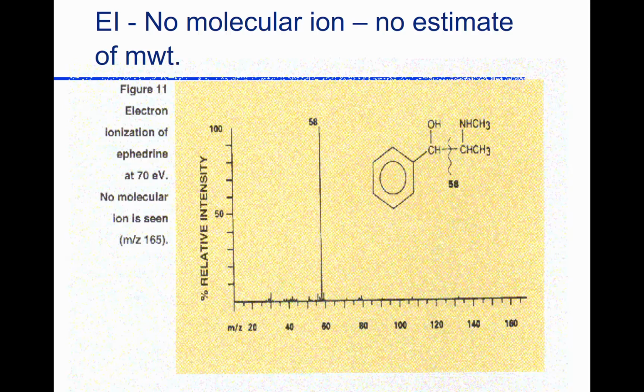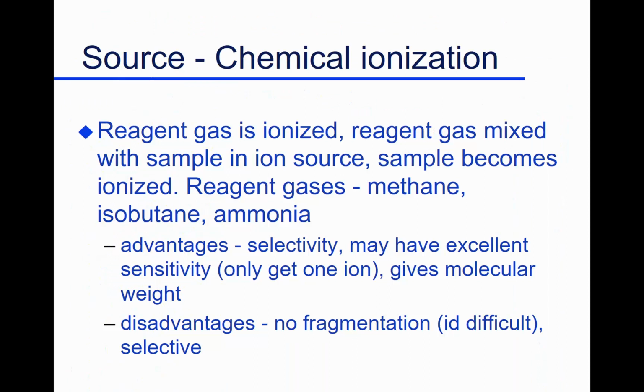Yet, like I say, that bond is extremely weak. Got a nice oxygen here, pulling electrons out of that bond, weakening that bond. So in this case, we're not overly happy. We've got too much energy. But there's ways around that. Let's try a different type of ionization.